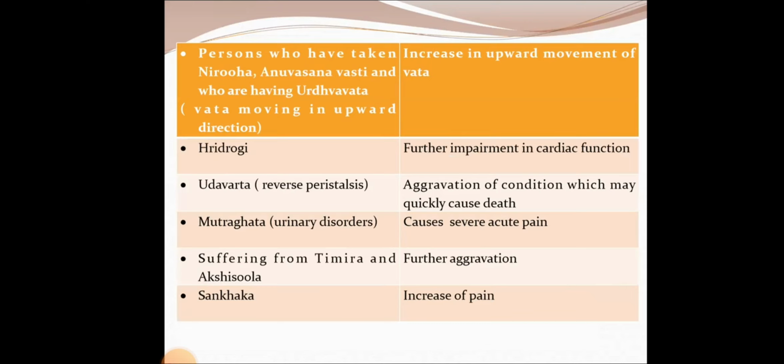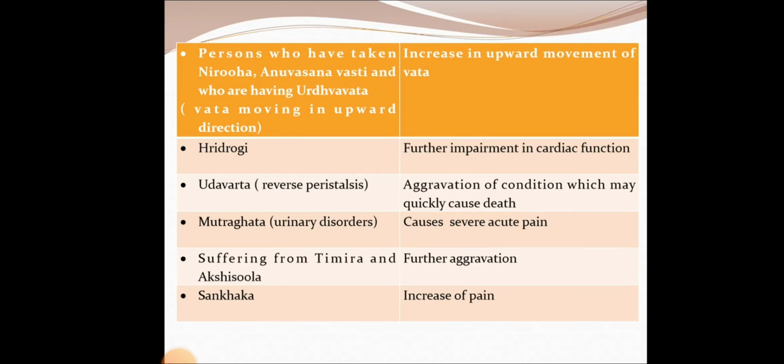Also, in persons who have taken Niruha, Anuvasana Basti, and who are having Urdhvavata, that is, Urdhvavata means Vata moving in upward direction. What will be the reason for this contraindication? Increase in upward movement of Vata. After Niruha, Anuvasana, and Urdhvavata, this Vata dosha will be moving in upward direction. And if we do again Vamana Karma, again there will be increase in the upward movement of Vata. Next is Hridrogi. Hridrogi doing Vamana will cause further impairment in cardiac function.